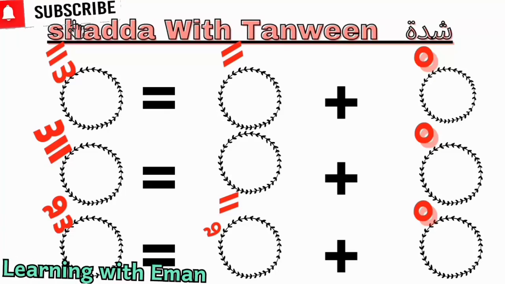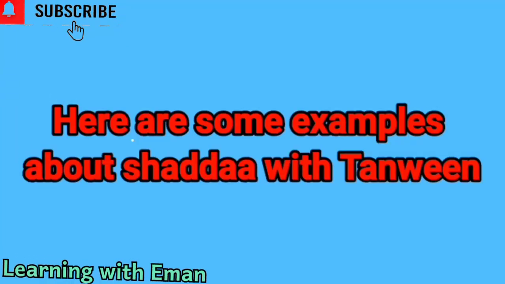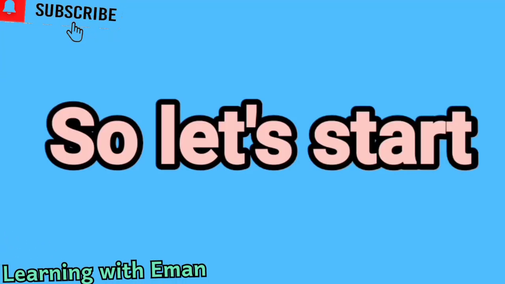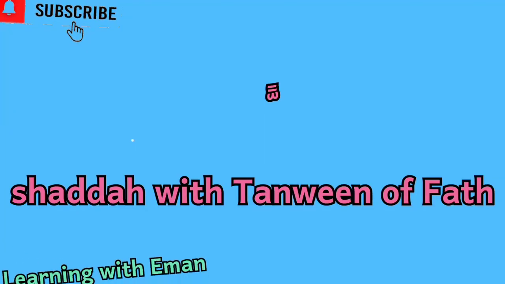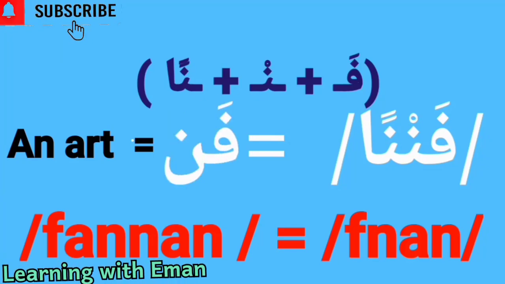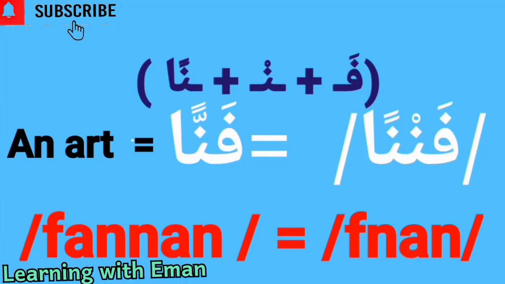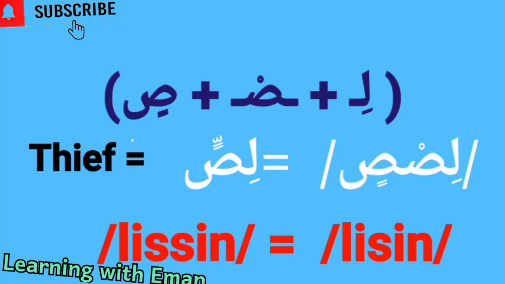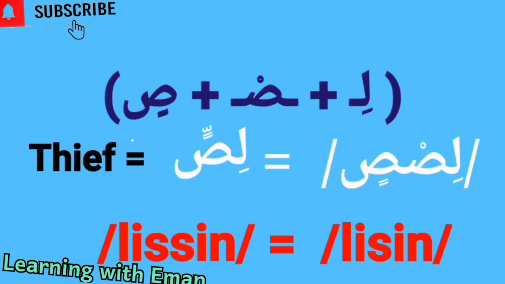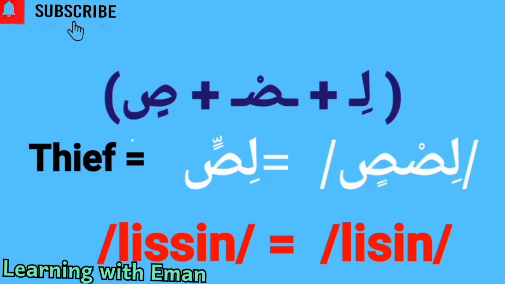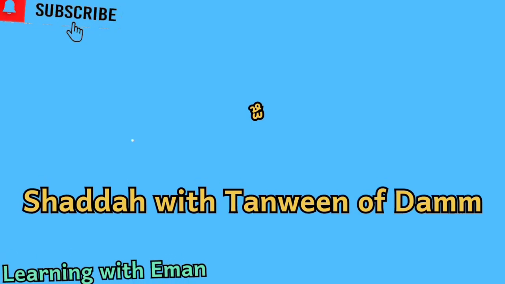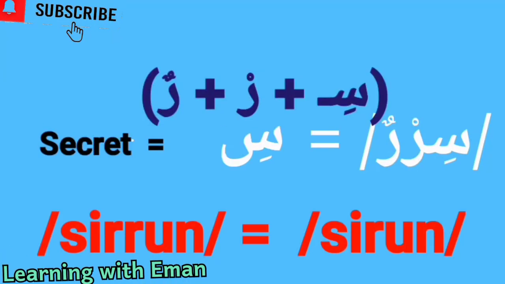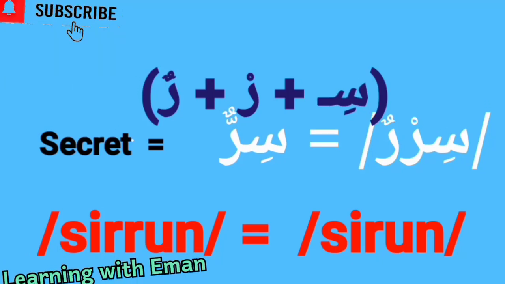Shaddah with tanween. The tanween marks are written on top of or below the shaddah. Here are some examples about shaddah with tanween. So let's start. Fannan means an art. Liss means thief. Sirrun means secret.